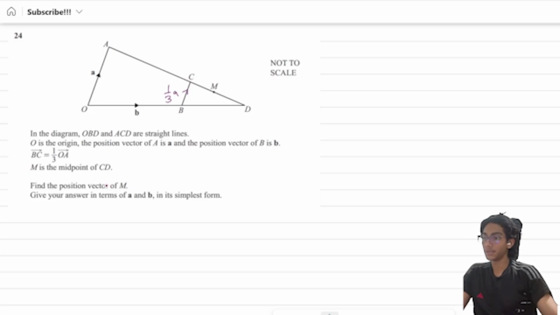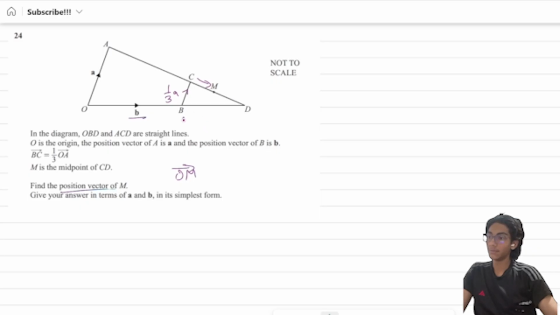M is the midpoint of CD, all right? Find the position vector of M. When it says find the position vector of M, position vector basically refers to the vector of M from the origin. So this is what it's asking, right? It's asking us OM. How do we get that? Now, to get M, we already have B, we have 1 over 3A. What else do we need? We need CM, right?